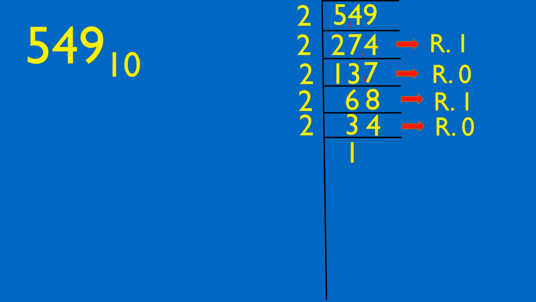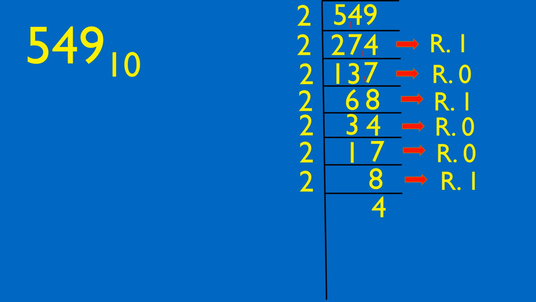Now we divide by 2 again. 2 in 34 is 17. There's no remainder, so R is 0. 2 in 17 is 8, and 8 times 2 is 16, so you have a remainder of 1. 2 in 8, you have 4, and then there is no remainder. So the remainder is 0.